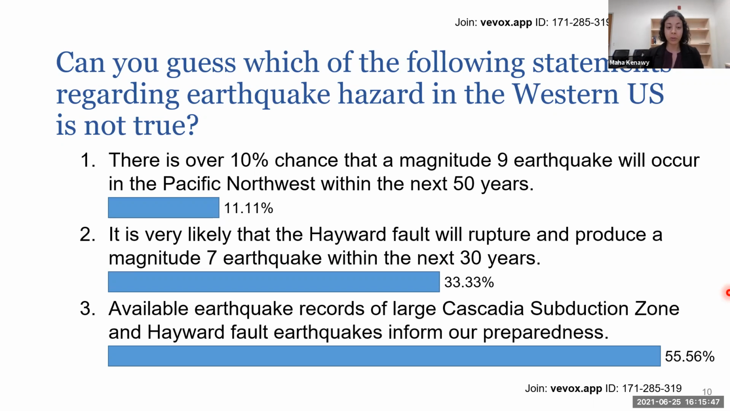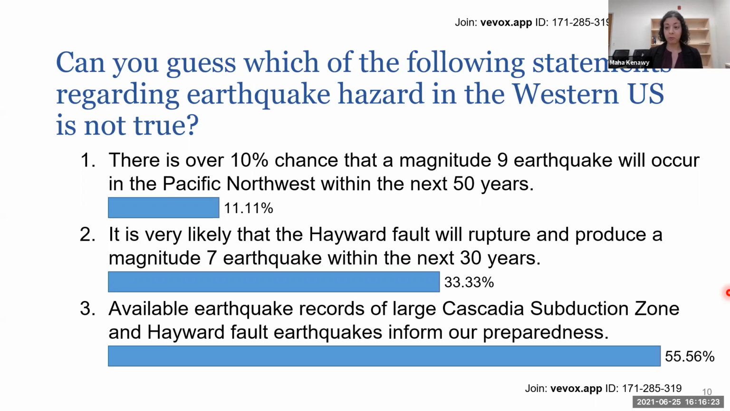But indeed, we would use available earthquake records to inform our understanding and preparedness, except that we don't have them. Actually, we don't have any earthquake records for a large subduction zone earthquake in the Pacific Northwest. The last one that happened was about, I think, 300 years ago. And we have very few recordings for the Hayward Fault. The last large magnitude earthquake on the Hayward Fault was, I think, about 150 years ago, so it was before we invented these recording tools.